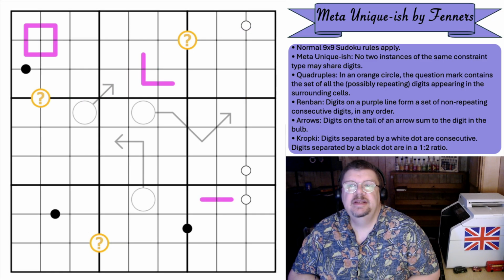Solve Meta-Unique-ish by Fenners. If you would like to try solving this for yourself, then it'll be the first link in the description. Other than that, let's have a look at the rules.